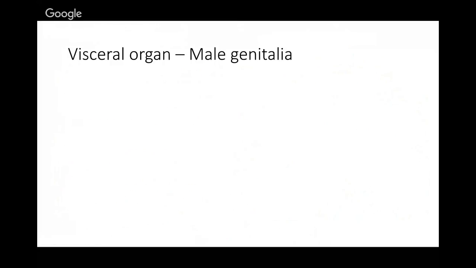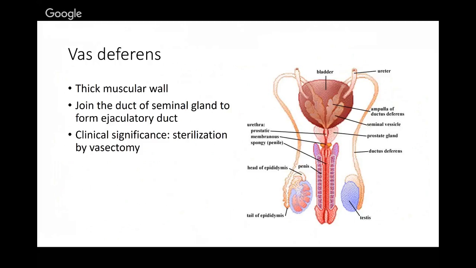All right. Okay, so let's talk a bit about the organs. With the male, you have the vas deferens. The vas deferens has a thick muscular wall, and it basically joins the duct of the seminal glands to form the ejaculatory ducts. This has significance in sterilization, so you do this by vasectomy. So it's a good contraception.